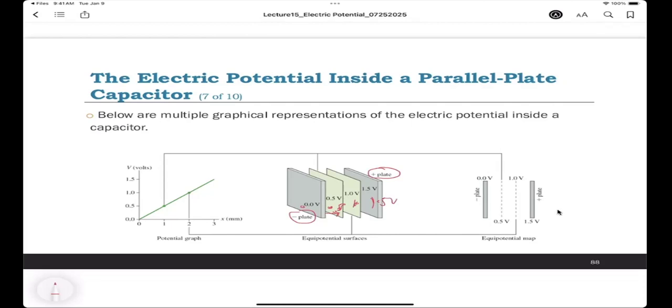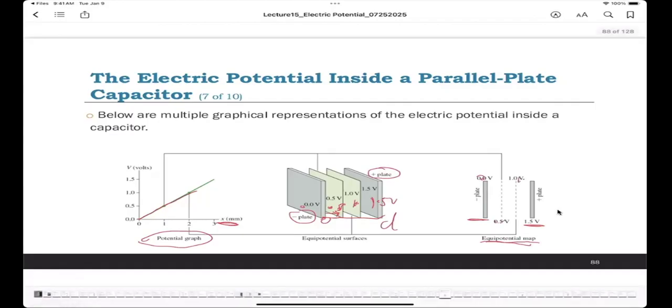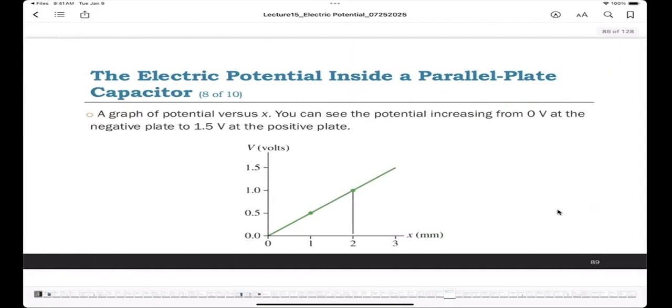Yeah, you can see this is a potential graph as x increases. X is from 0 to D. As x increases, the voltage also increases. It's a linear relationship. This is an equipotential map from the negative plate to the positive plate. This is 0, this is 0.5, this is 1.5, this is 1.0 volt. And in a graph of potential versus x, you can see the potential increasing from 0 volt at the negative plate to 1.5 volt at the positive plate.